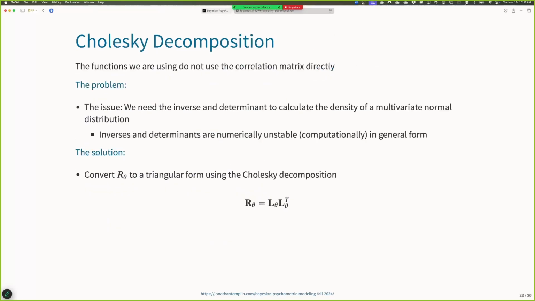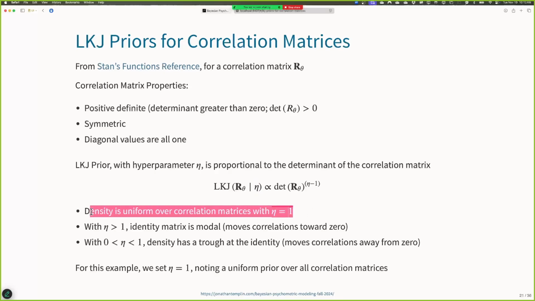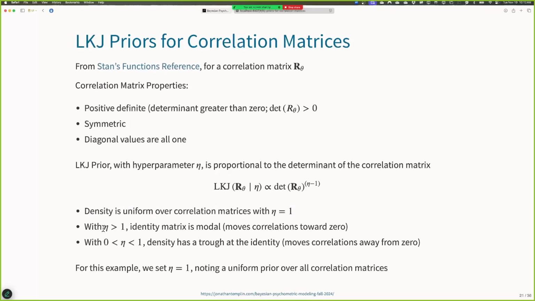Going back to the LKJ prior, it has a hyperparameter that was defined as this term eta, right? And I set eta to be 1, which meant we had a uniform prior on that correlation. If eta were bigger than 1, it moves the correlations towards 0. And if eta were between 0 and 1, it would move the correlations away from 0. So why don't we make eta bigger? Shall we? Move that correlation towards 0 a bit to see if we can get it to converge. Okay?